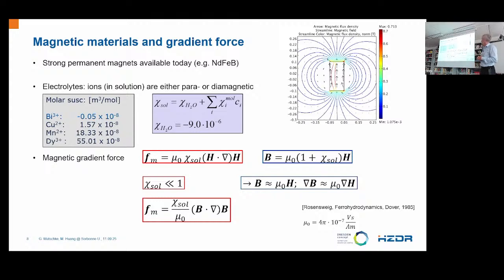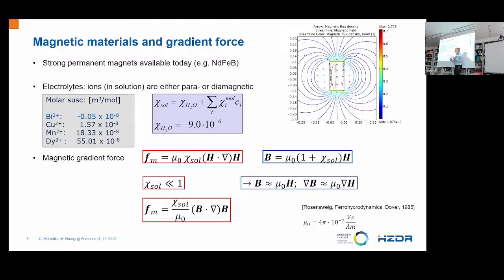Nowadays in lab experiments, you see on top the magnetic field of a brick-like permanent magnet made from neodymium iron boron, which has a quite strong remnant magnetization and which can generate magnetic fields in the vicinity of half a Tesla, close to 1 Tesla, which is quite a lot. So this magnetic gradient force goes with the magnetic susceptibility of the solution. And this magnetic susceptibility consists of all the constituents inside. So it depends on the local concentration of species that you might have inside your electrolyte.